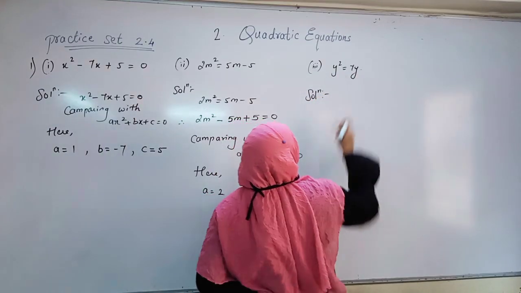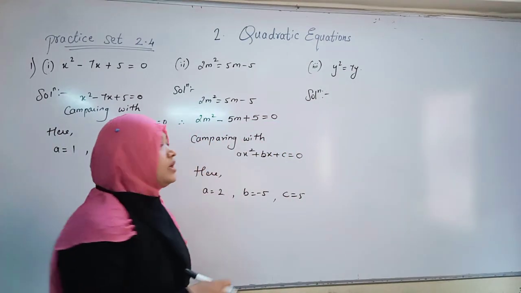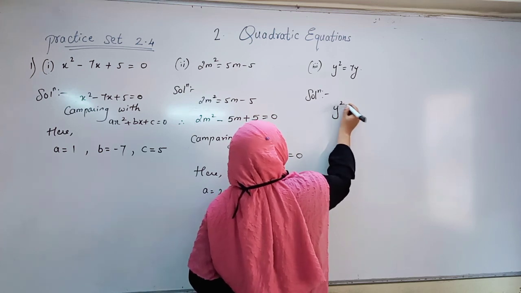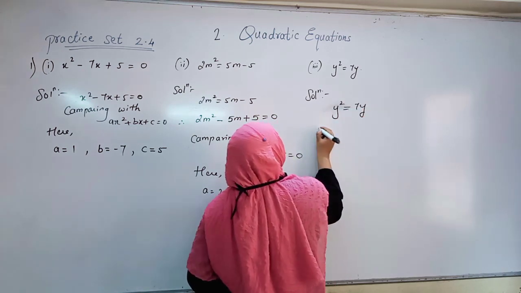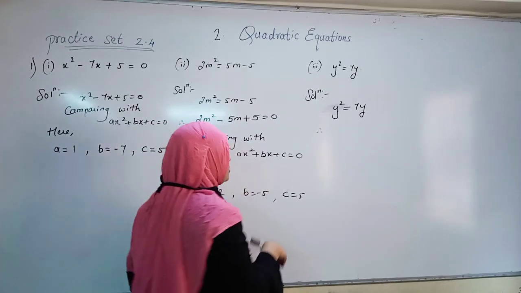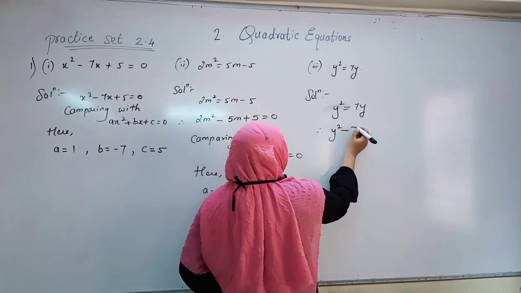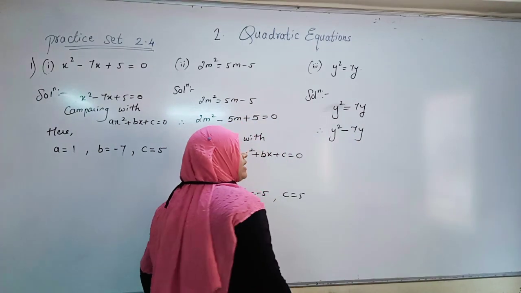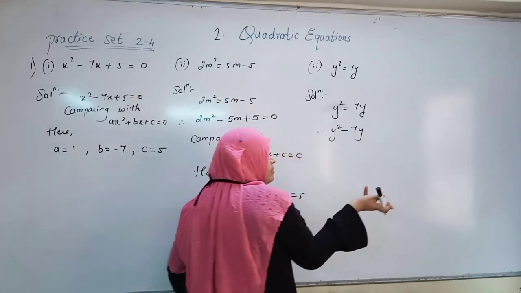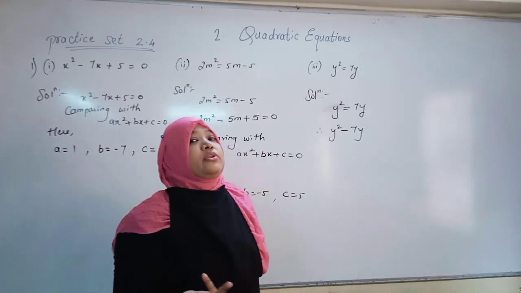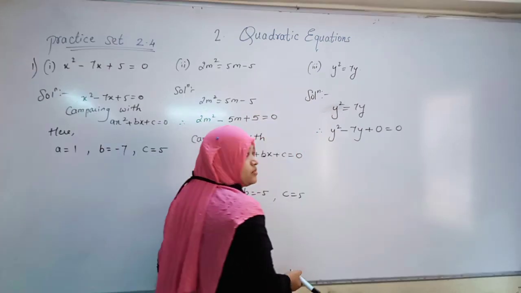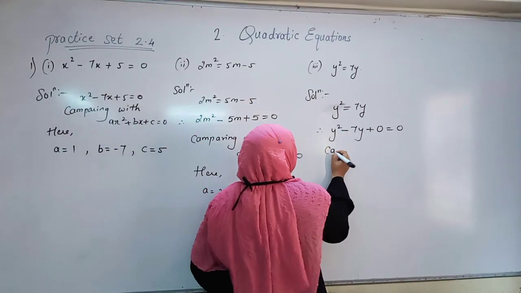What is that? y square is equal to 7y. Right? Come on. First of all, it is again not in the standard form. We have to arrange it. So what do we write here? y square minus 7y, because 7y is on the right hand side, then we take it to the left hand side. The sign should be changed. Here the c term is not available, so we are going to take the plus sign and 0, equals 0. Understood?